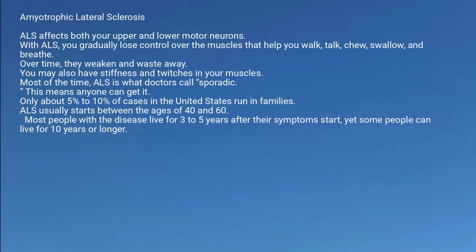Amyotrophic lateral sclerosis. ALS affects both your upper and lower motor neurons. With ALS, you gradually lose control over the muscles that help you walk, talk, chew, swallow, and breathe. Over time, they weaken and waste away. You may also have stiffness and twitches in your muscles. Most of the time, ALS is what doctors call sporadic. This means anyone can get it. Only about 5% to 10% of cases in the United States run in families.